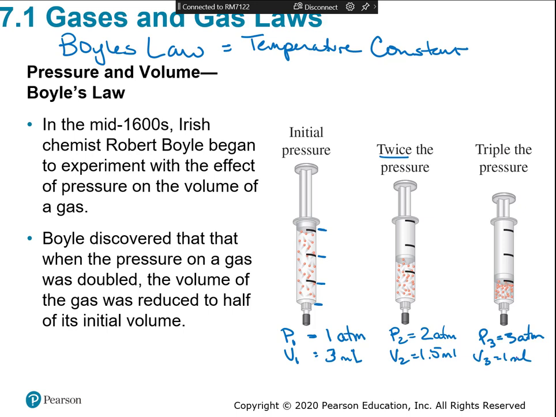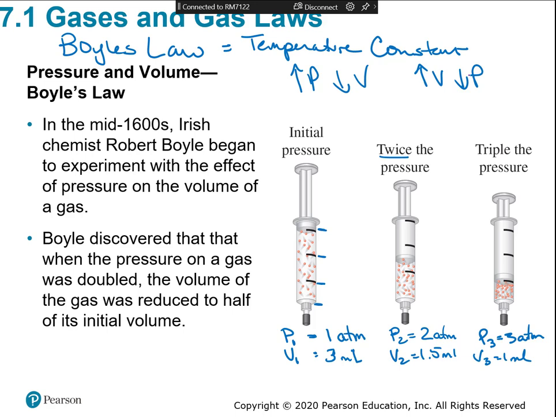So notice with this, he said, if I increase the pressure, the volume goes down, and they're relational. So if I have 1 atmosphere of pressure, my volume is 3. If I have 3 atmospheres of pressure, my volume is only 1. So as one goes up, the other goes down to keep themselves related. Same thing happens if I increase the volume, then I'm going to decrease the pressure. So he said that pressure and volume were inversely related. If one goes up, the other goes down.